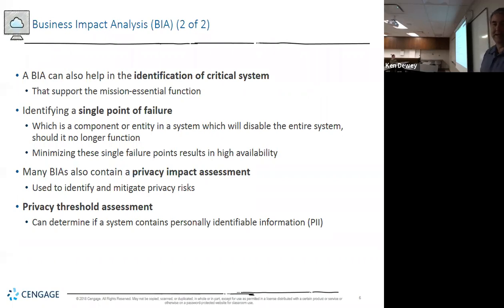So it helps you identify what's critical, what's mission essential. Like, could we live without electricity? Yeah, but not for too long. Our freezer would thaw out. That would suck. Then it would melt everywhere. Okay. Identify a single point of failure. We're going to talk about this later in the chapter. But is there a single point of failure anywhere in your system?